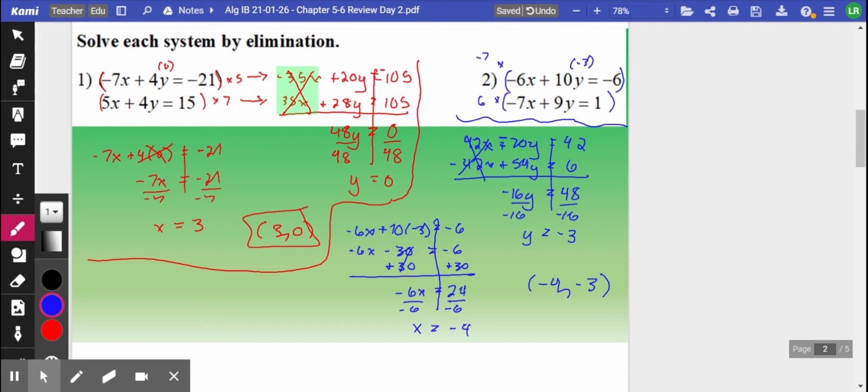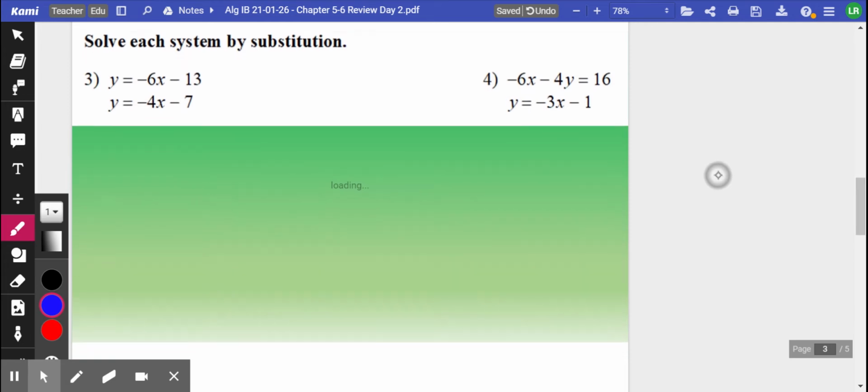Negative 4, negative 3. Okay, let's go ahead and pause your video and complete these two problems. These are substitution.